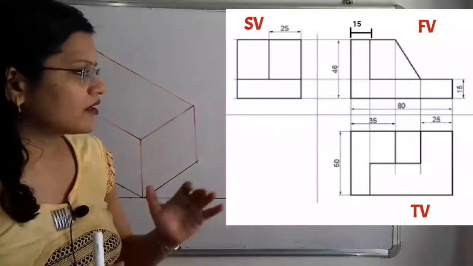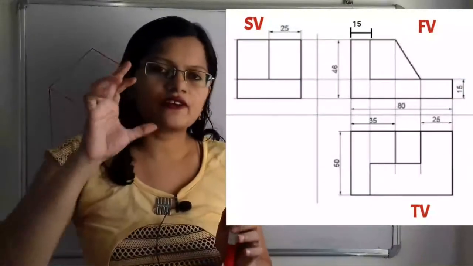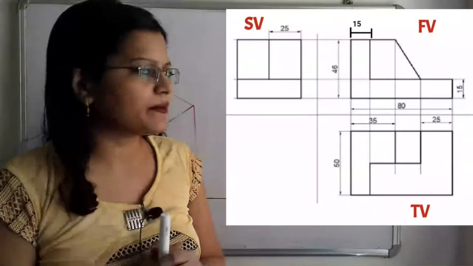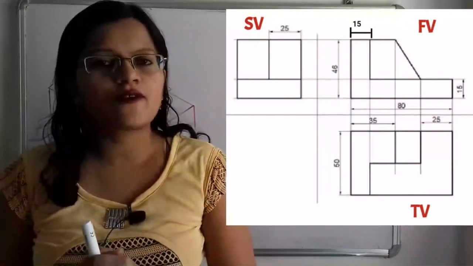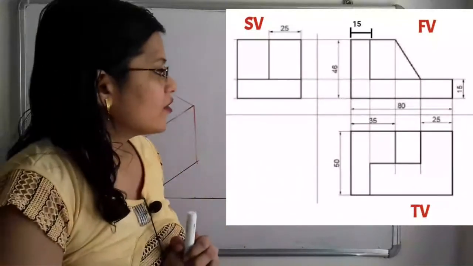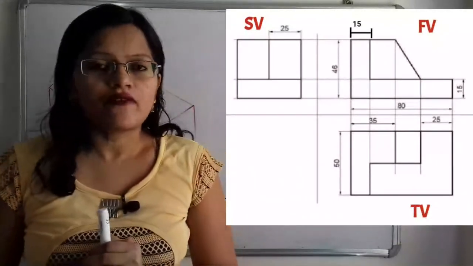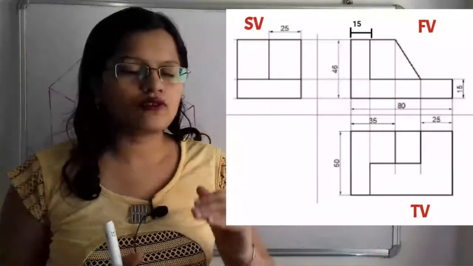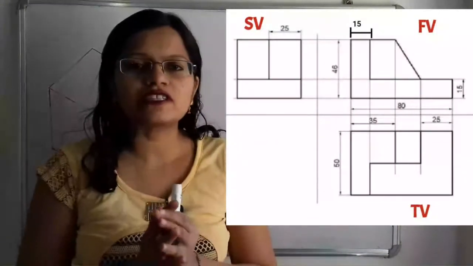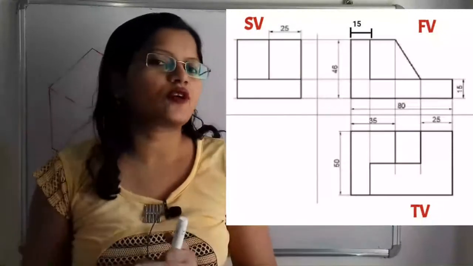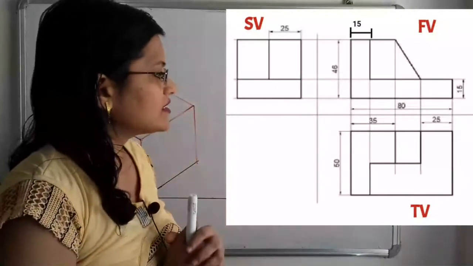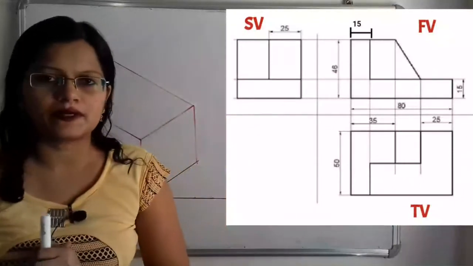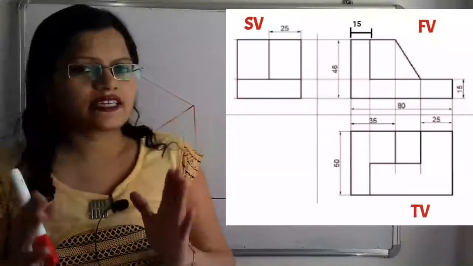If we observe the front view, we will come to know the total length and total height. What is the length here? That is 80 millimeter on the horizontal line, and the height is given on the vertical line as 46 millimeter. Now if we move from the front view to the top view, the top view decides the total length as well as the total width. So what is the width? The width is given on the vertical line, that is equal to 50 millimeter. Here the length is 80 millimeter.